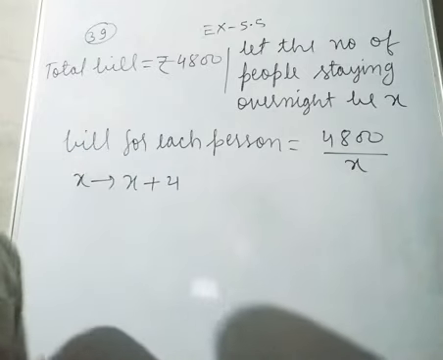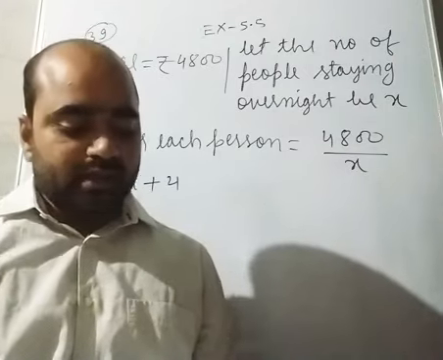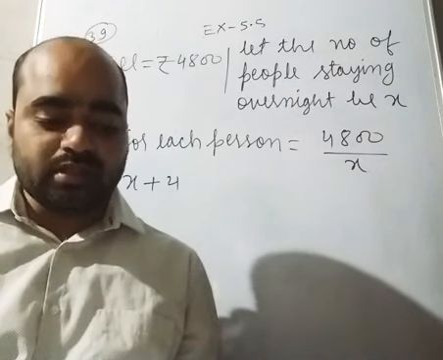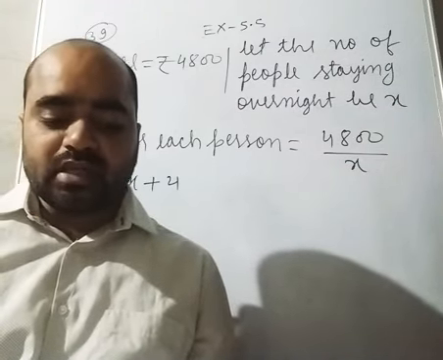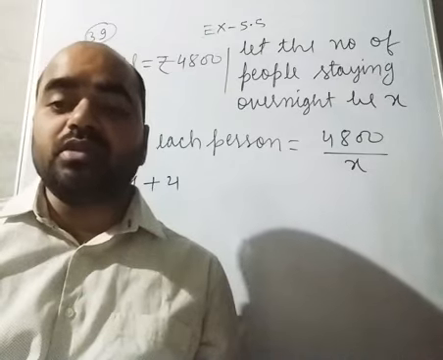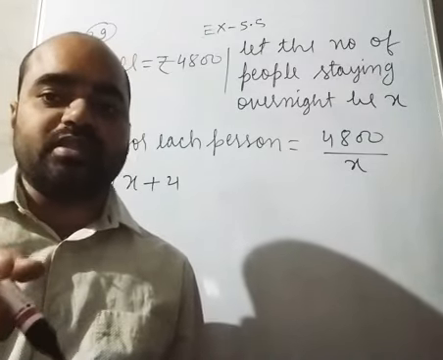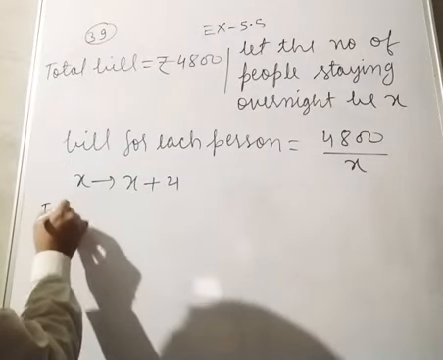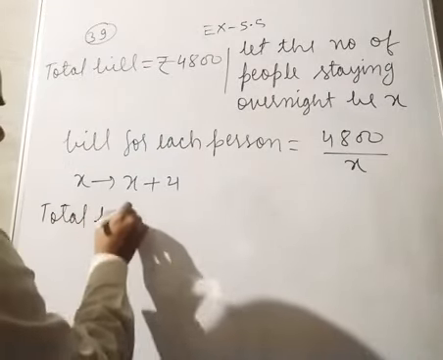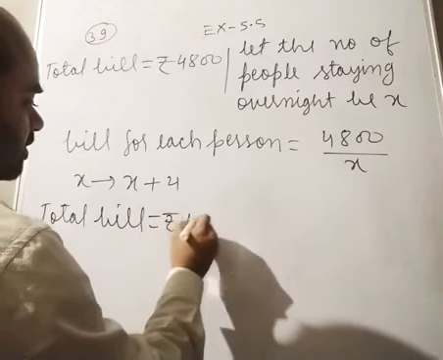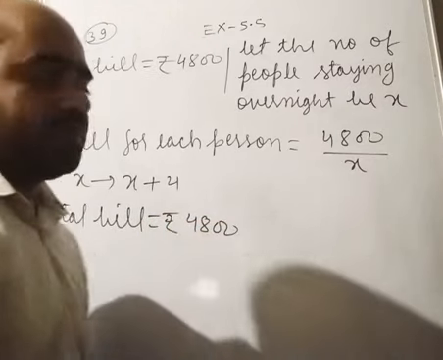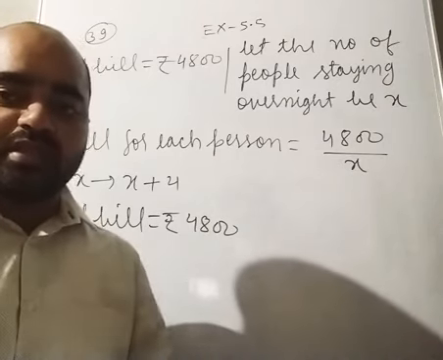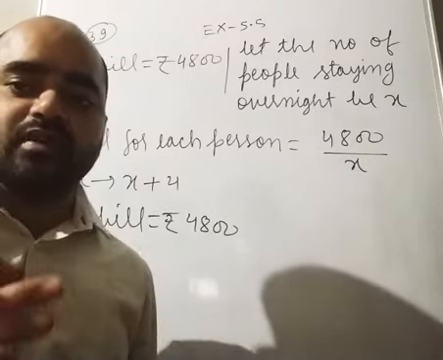If x was x plus 4, the total bill remains the same, 4800. But what is changed? The total bill is not changed. What is changed? The bill each person had to pay would have reduced by rupees 200. The bill each person has to pay is changed, not the total bill. It means the total bill remains same. Read the question properly. The bill each person has to pay is reduced by rupees 200 if there were four more people.